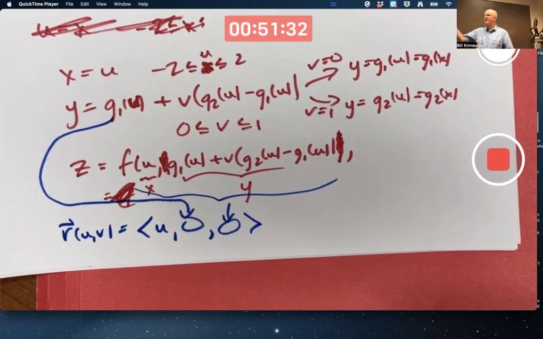By the way, the derivative of r with respect to u or with respect to v can be thought of in terms of tangent vectors. Now not to a curve, but to the surface itself. Those vectors end up being tangent, just like derivatives, the derivative r prime of t was tangent to the curve for a parametric curve.